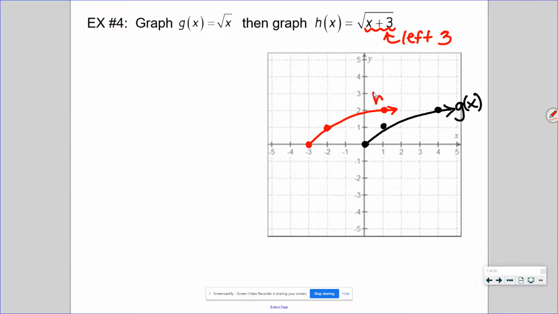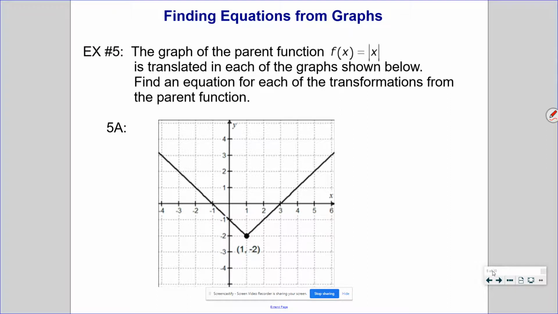And this one is h of x. Okay, so this one, the graph of the parent function is translated in each of the graphs shown below. Find an equation for each of the transformations from the parent function. So it's already been moved. Obviously, you can tell it's an absolute value function by the way it looks, but it also tells you that it's an absolute value function in the directions.